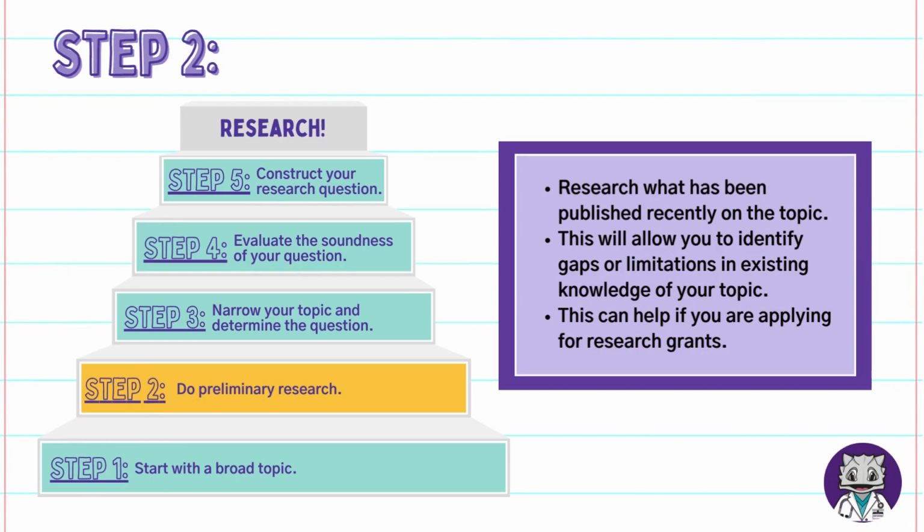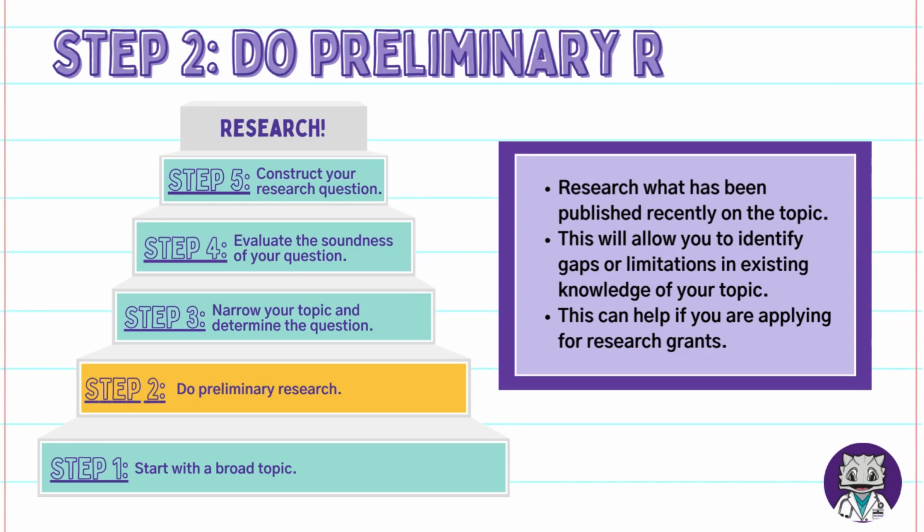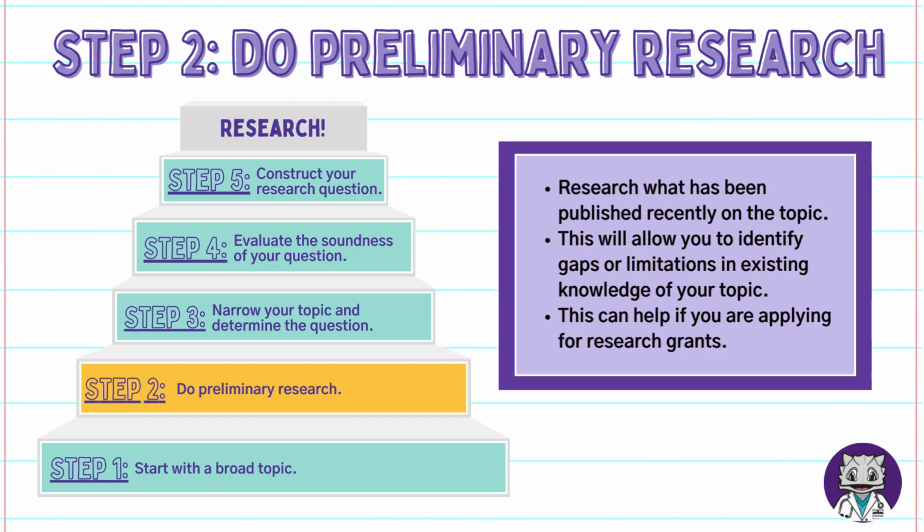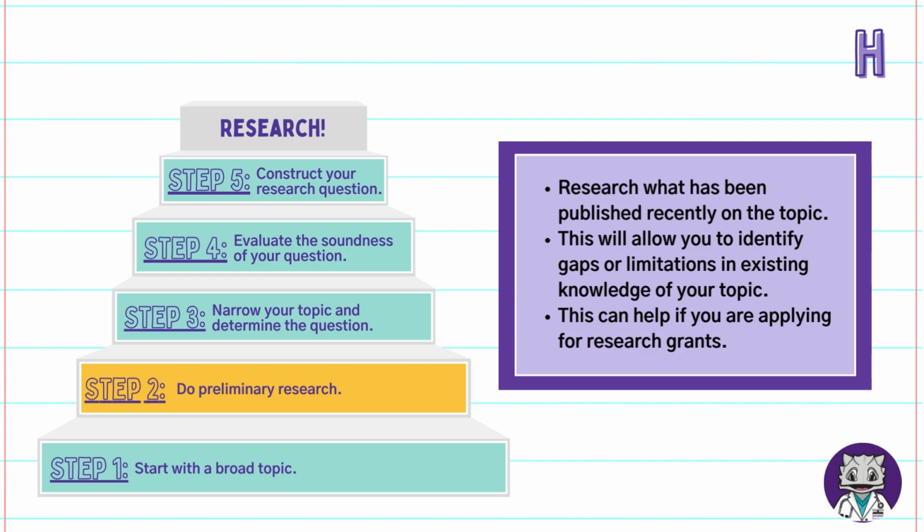Step 2 of creating a research question is to do your preliminary research. You should be researching what has been published recently on your topic. This will allow you to identify gaps or limitations in existing knowledge of your topic. Additionally, this can help if you are applying for research grants.